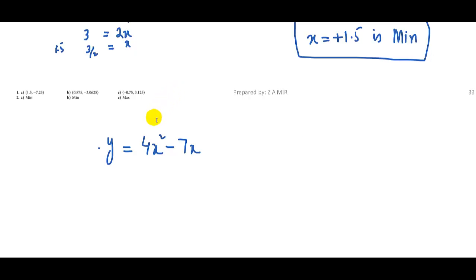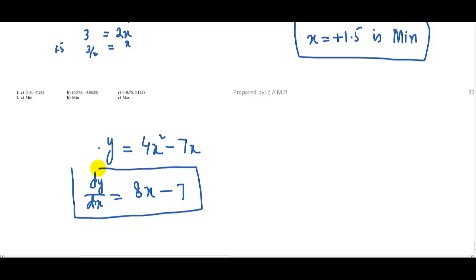So let me do this one. We have to find the turning point first. We differentiate dy over dx: differentiate to get 8x minus 7. This is the first derivative. Now I will find the turning point, and we know that at a turning point the steepness is 0. Steepness 0 means the derivative is 0. So I put 0 equal to 8x minus 7, and then I solve this equation.